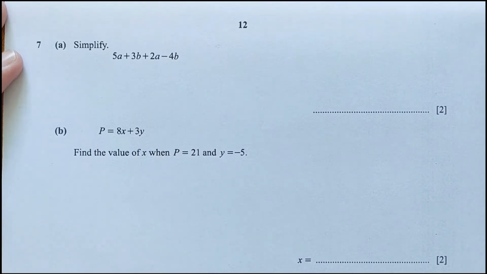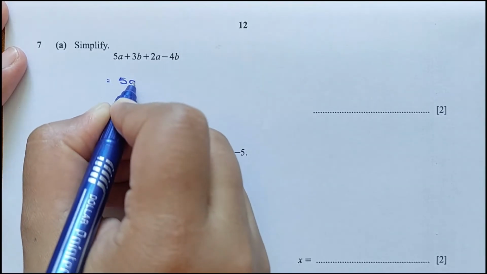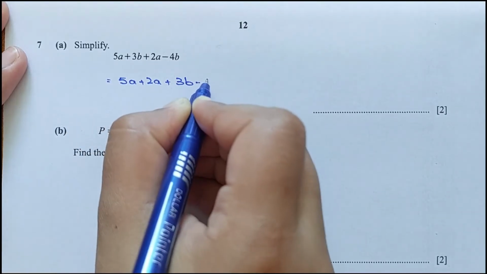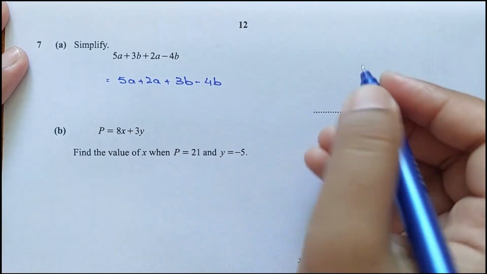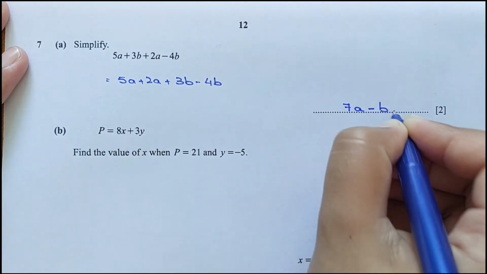Question number 7, part A, simplify. So let me combine the like terms, 5a plus 2a and 3b minus 4b. So 5 plus 2, we have 7a, and from 3 take away 4 is minus b.